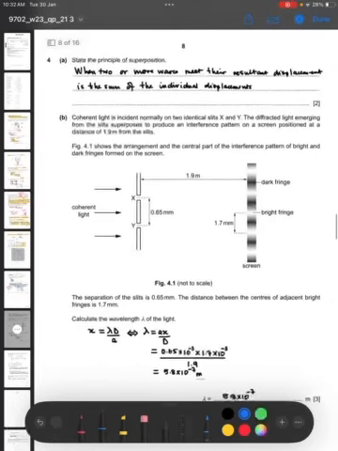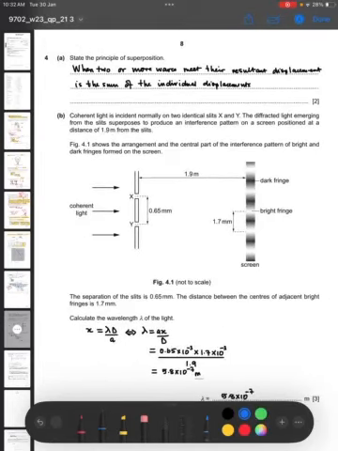Question 4. State the principle of superposition. Now, there's nothing to explain here. It is simple. It says when two or more waves meet, their resultant displacement is the sum of the individual displacements. It's as simple as that.